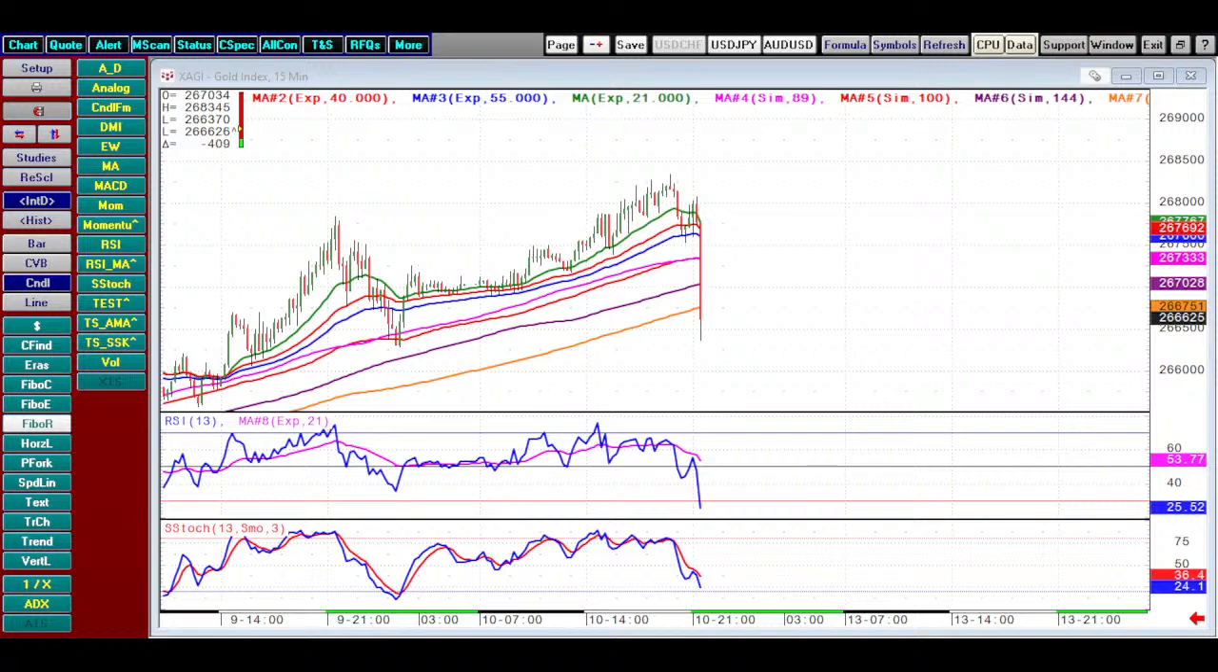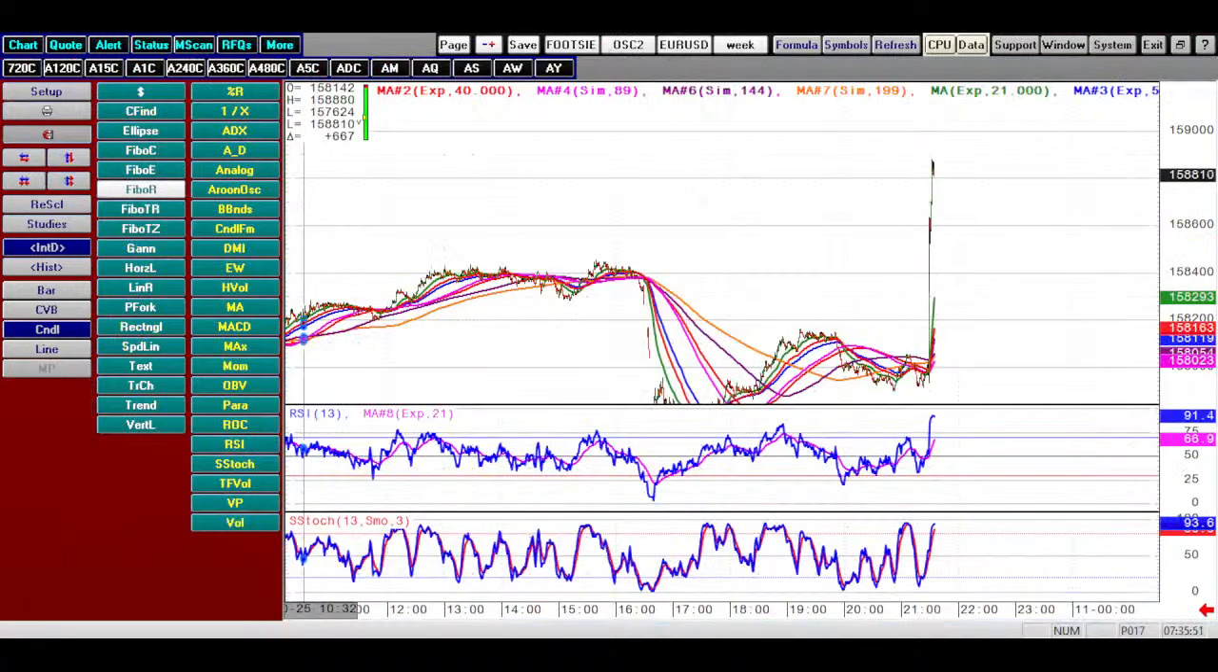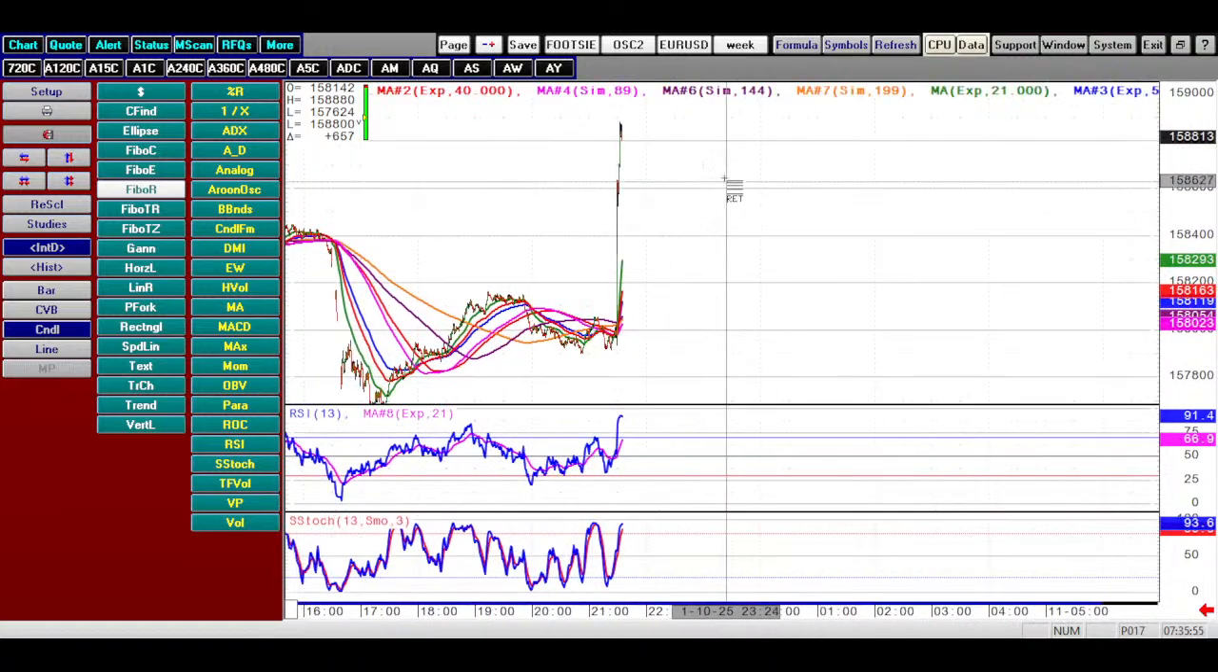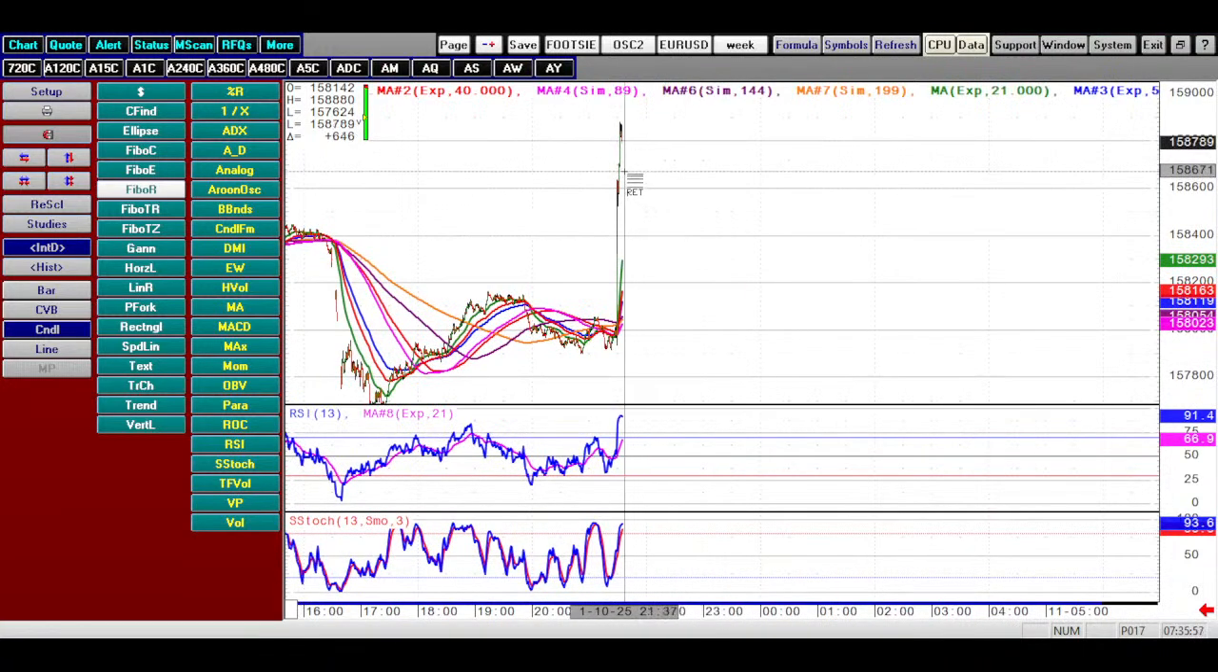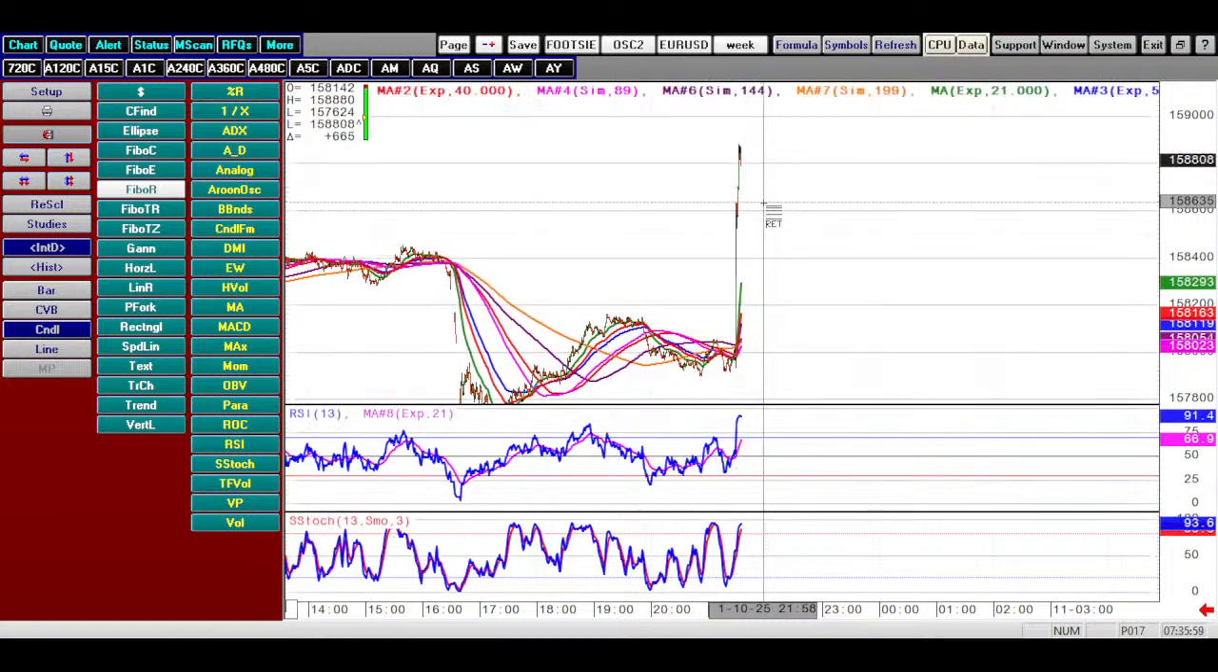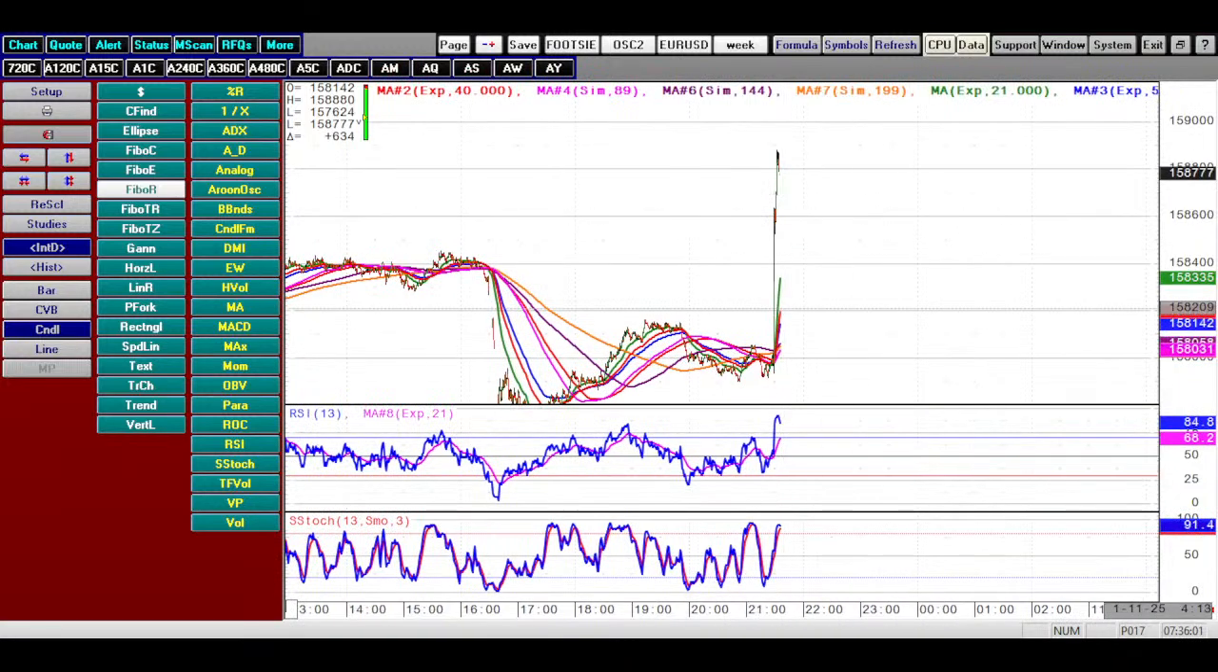Okay, again I'm showing the wrong chart. I'm sorry about that. So here we will try to buy at 158.60. Try to buy, and this is a half lot.